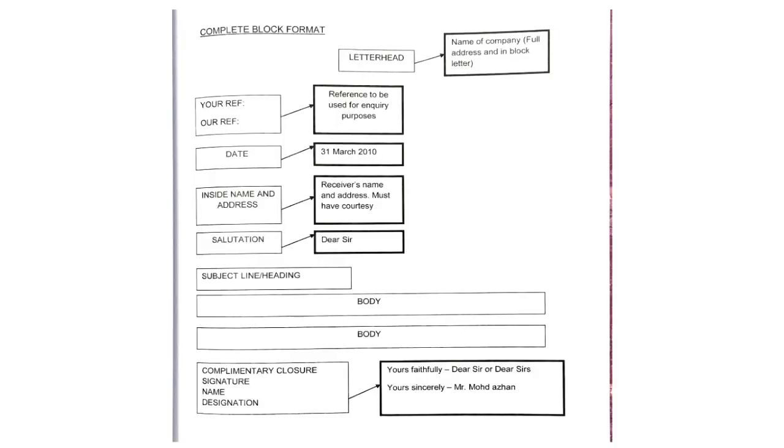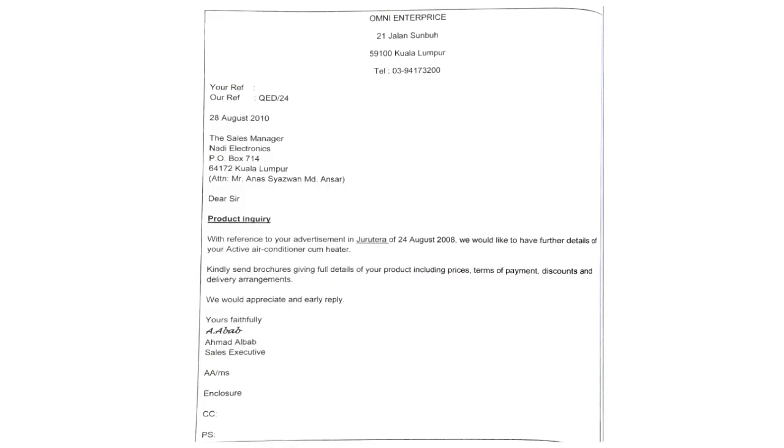So this is actually inside of the book. I think all of you don't have any textbook, so I'm giving you a sample of what a complete block format letter is. You can see here the letterhead, the reference, the date, the inside name and address, salutation, subject line heading, and complimentary close. This will be the structure of the complete block format compared to the semi-block format.